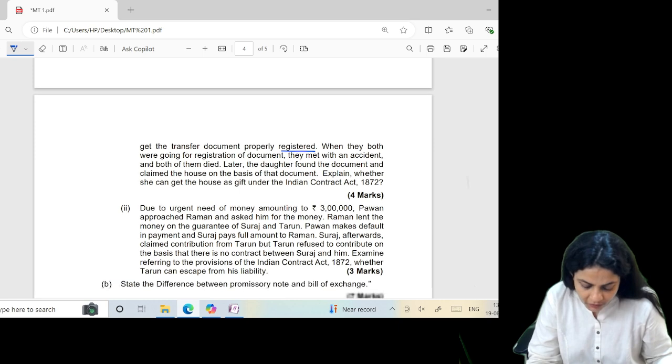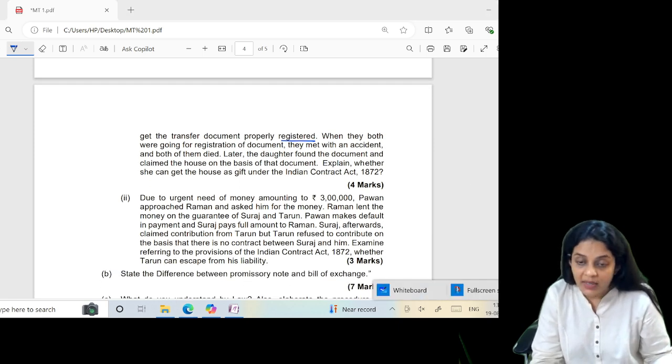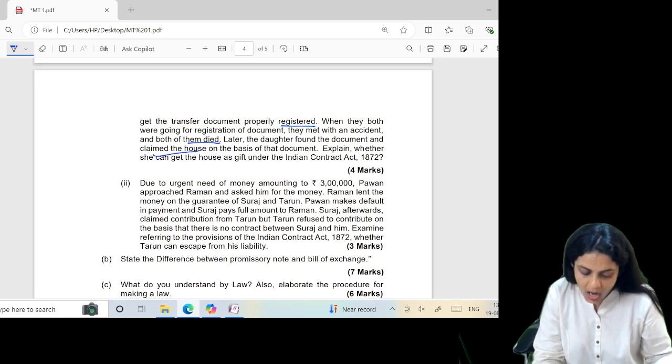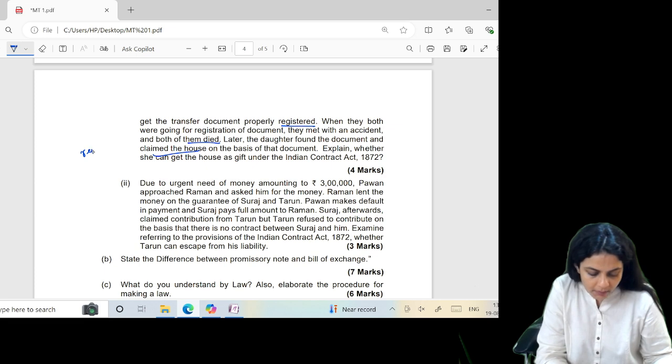When they both were going for the registration of the document, they met with an accident and both of them died. Later, the daughter found the document and claimed the house. Can she claim the house? No, because it was never registered.